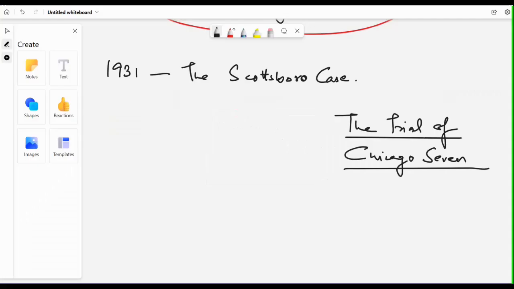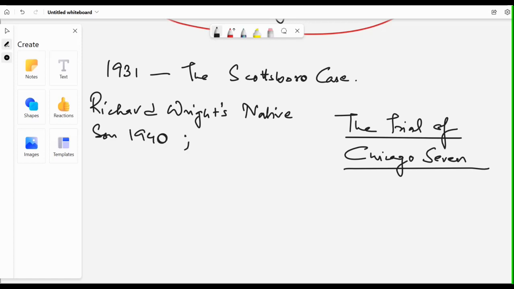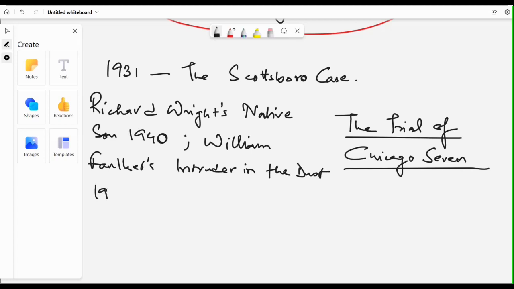So along with this, there were other literary works such as Richard Wright's Native Son, which came out in 1940, William Faulkner's Intruder in the Dust, which came in 1948, and we have already mentioned Harper Lee's To Kill a Mockingbird.